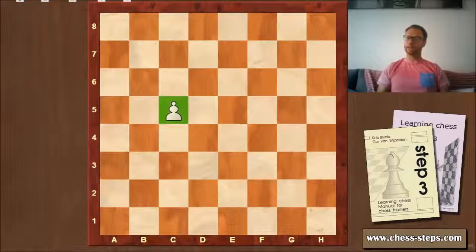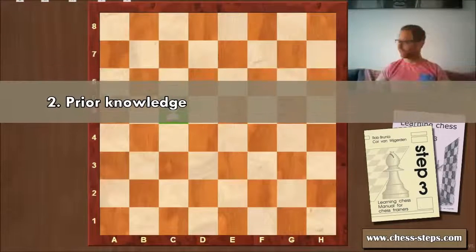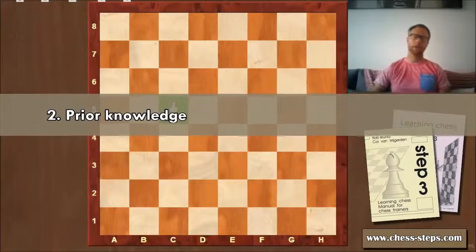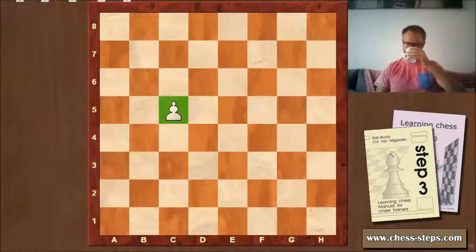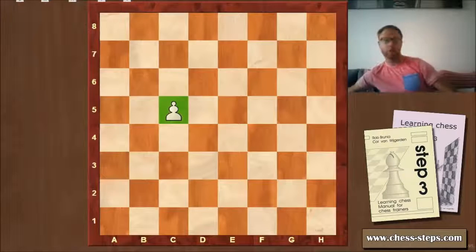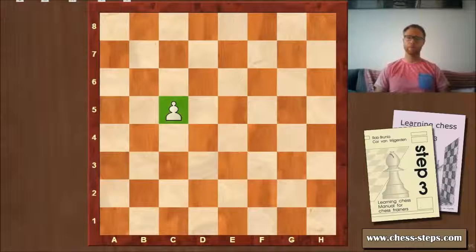For this topic, there's no specific prior knowledge necessary, but a well-developed board view would come in handy. And so I would advise, before you start doing step 3, to make the exercises in the step 2 thinking ahead book, because that contains a lot of visualization exercises that will help develop the board view and help improve your calculating in your head. So yes, that's something to do, I would say.